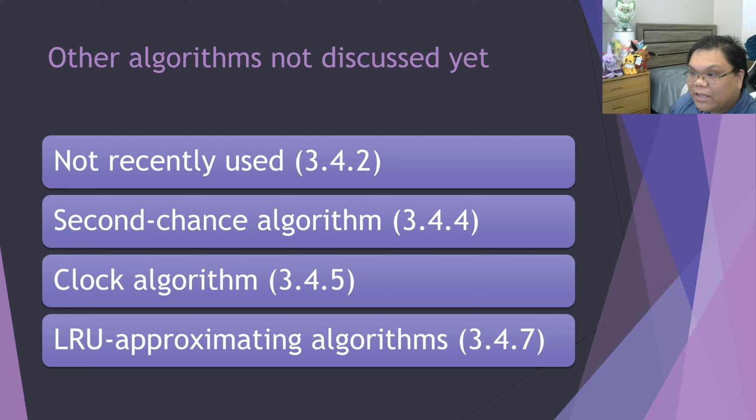These are the not recently used algorithm, the second chance algorithm, the clock algorithm, and LRU approximating algorithms that we're going to talk about in section 3 out of 4.7. There are even more things that I would like to talk about in memory, but I'm just going to forgo them in the hopes that your next instructor for 4610 will cover them.